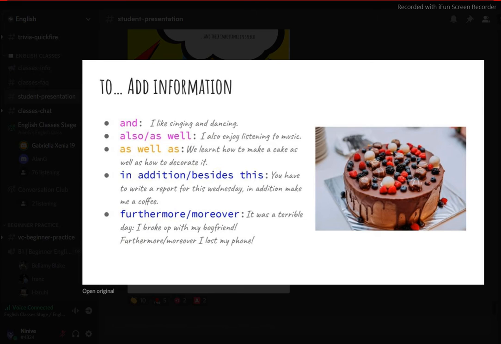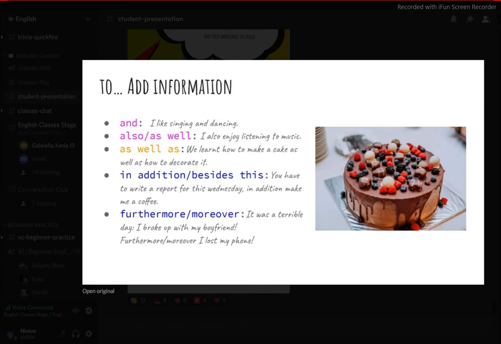So let's read the words at first. The words are and, also, as well as, in addition, besides this, furthermore, and moreover. Well, I want to make clearer the idea of how using linkers.